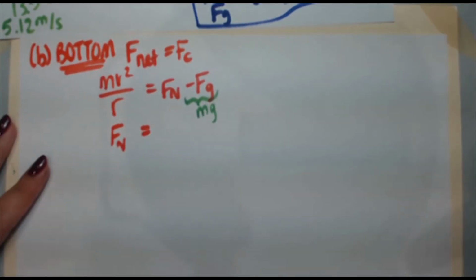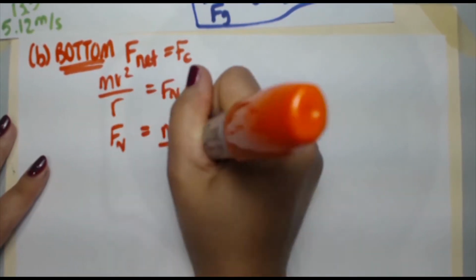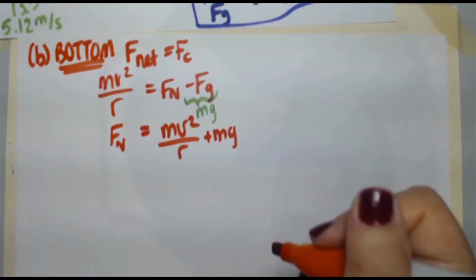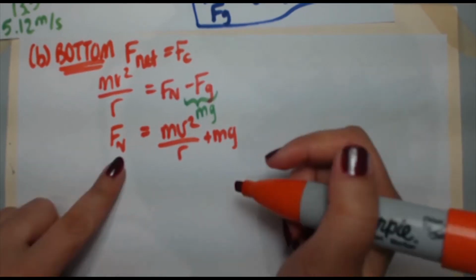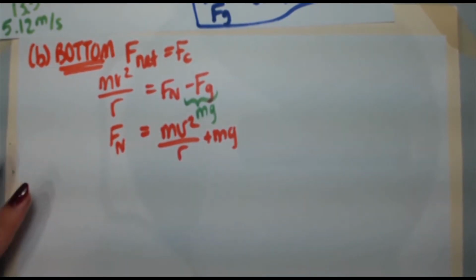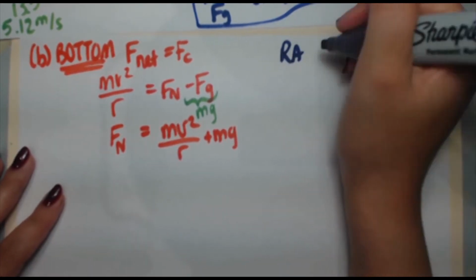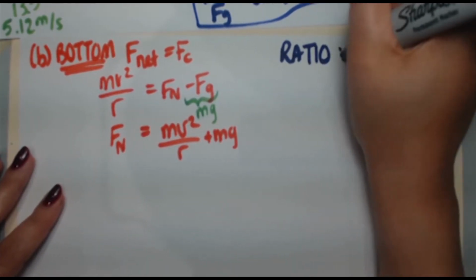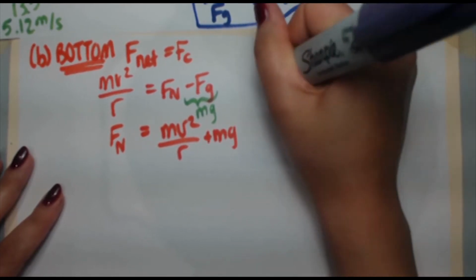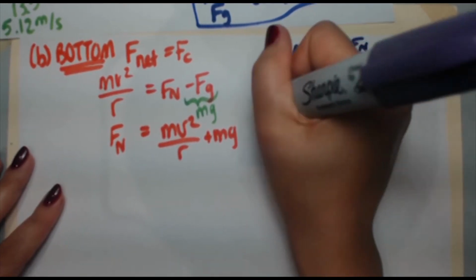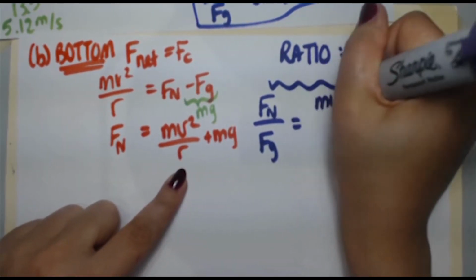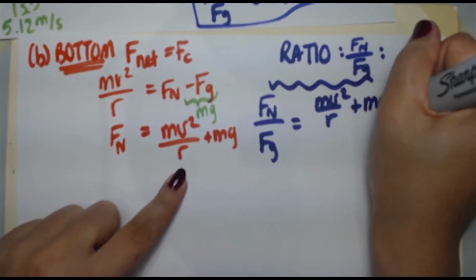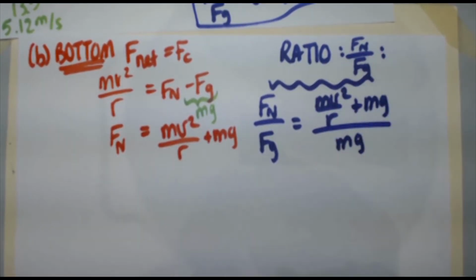Okay, so then I'm just going to switch the two sides over. Fn is equal to mv squared over r plus mg. In the previous one, it was mv squared over r minus mg, or rather mg minus mv squared over r. Okay, so there's my expression for Fn. So now I can do the ratio. So the ratio of Fn to Fg, Fn over Fg equals, there's my Fn, mv squared over r plus mg, divided by mg.